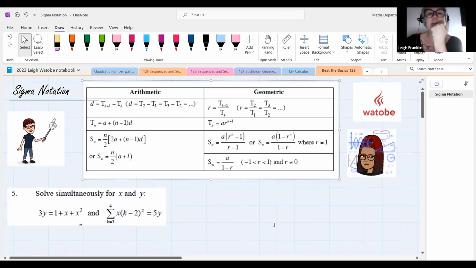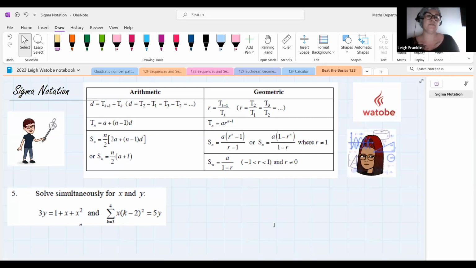So just a recap of the basics. When it comes to arithmetic sequences, remember we calculate the difference by saying term 2 minus term 1 is the same as term 3 minus term 2. Our arithmetic Tn formula is a plus (n minus 1)d, and to calculate the sum of an arithmetic series, we can use n over 2 into (2a plus (n minus 1)d), or if we know the last term of the pattern, you can use n over 2 into (a plus l).